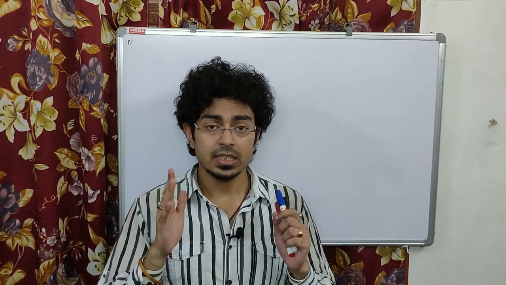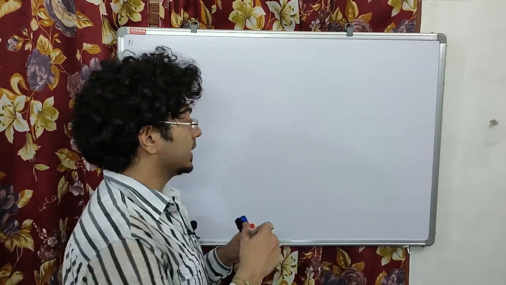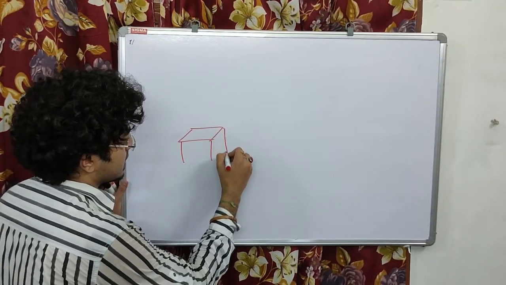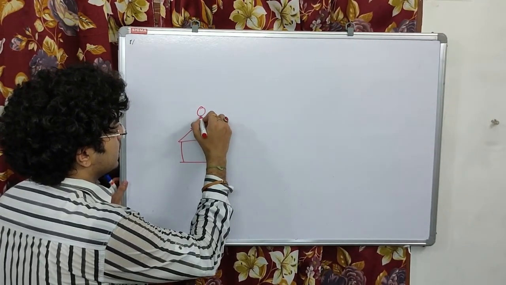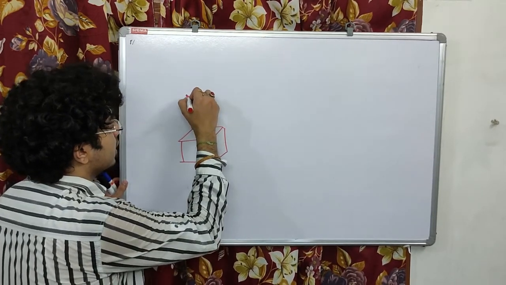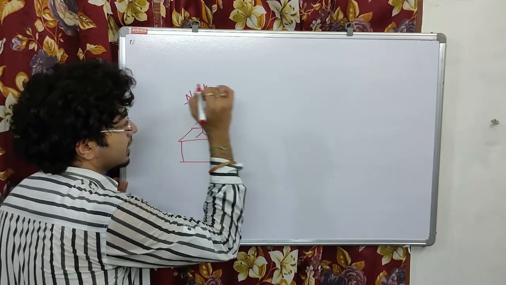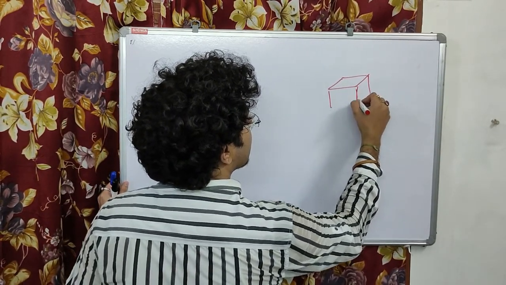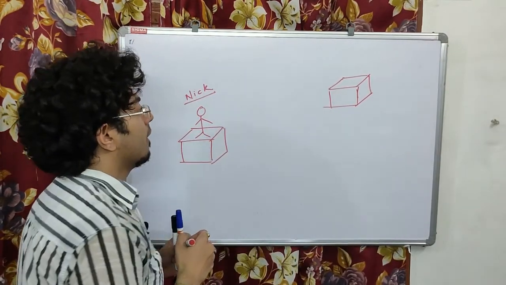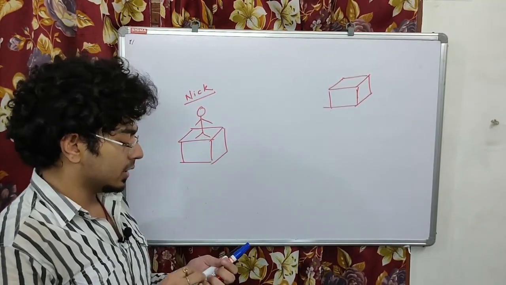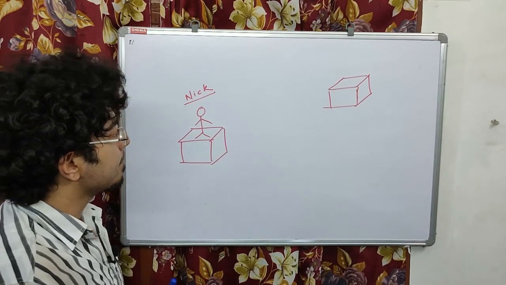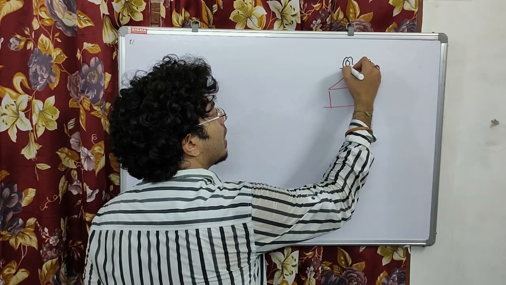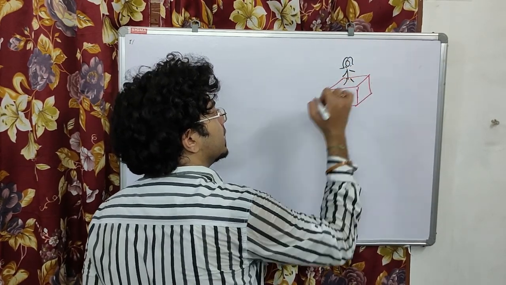Suppose, just think of these two friends. Here, this is friend 1, this is Nick, and here lives Reshmi.